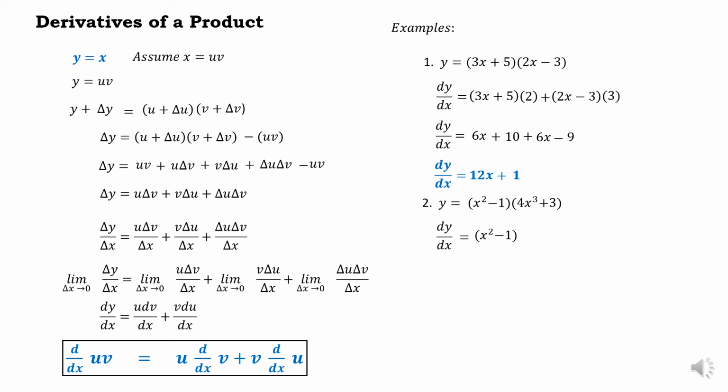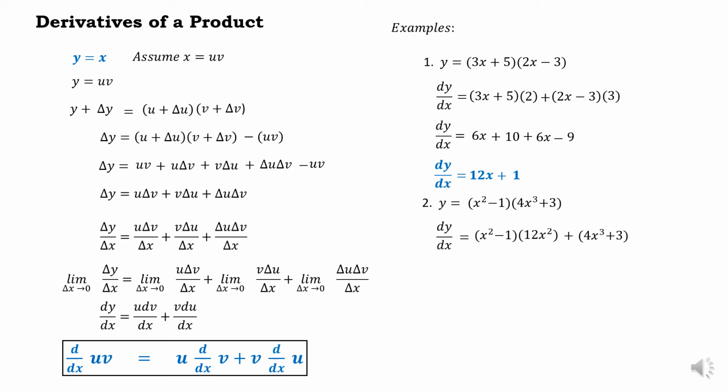And the derivative of 4x cubed: since the coefficient of x cubed is 4 and the exponent of x is 3, multiply the coefficient times the exponent. So 4 times 3 is equal to 12, then subtract 1 from 3, therefore x cubed becomes x squared, and the derivative of 4x cubed is equal to 12x squared, and the derivative of 3 is equal to 0. So therefore the derivative of 4x cubed plus 3 is equal to 12x squared.